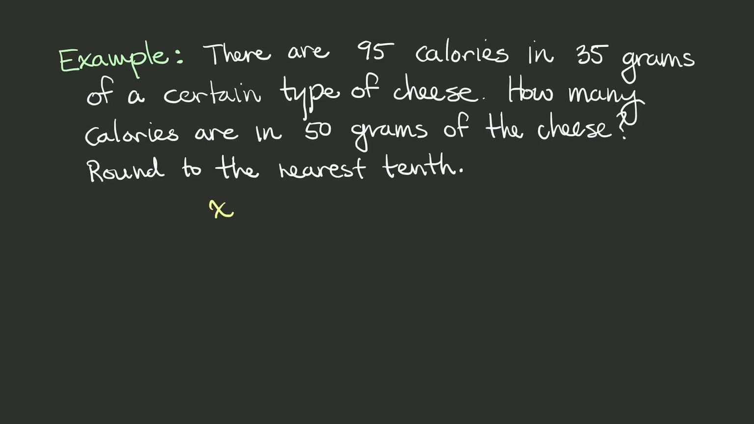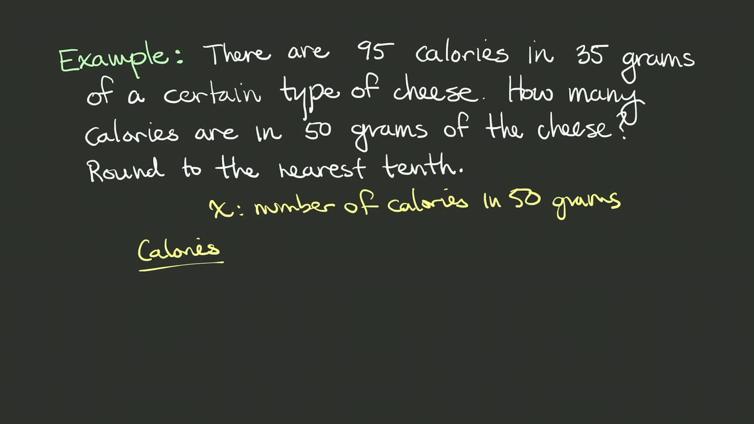Let's let x be the unknown number of calories in 50 grams of this cheese. The ratio that we're working with here is calories to grams. In the first place, we have the unknown number of calories, x, to 50 grams. And then in the other situation, we have that there are 95 calories in 35 grams. This gives us a proportion that we can solve for x.